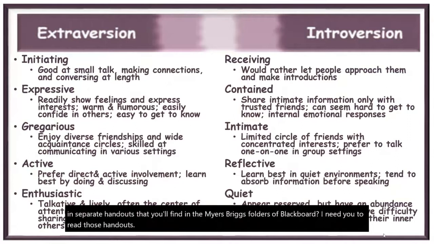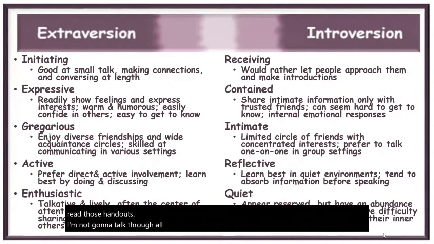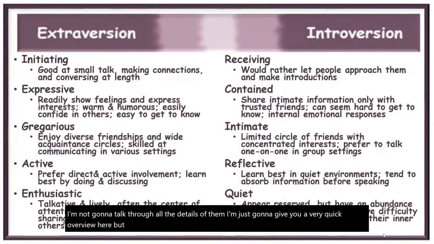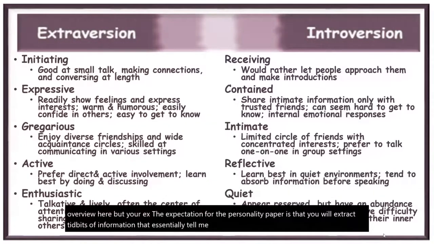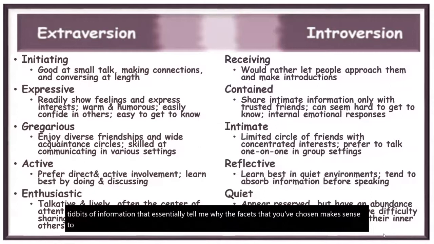I'm not going to talk through all the details of them. I'm just going to give you a very quick overview here. But the expectation for the personality paper is that you will extract tidbits of information that essentially tell me why the facets that you've chosen make sense to you and how they impact the relationship. So I'm looking for very specific reference points.